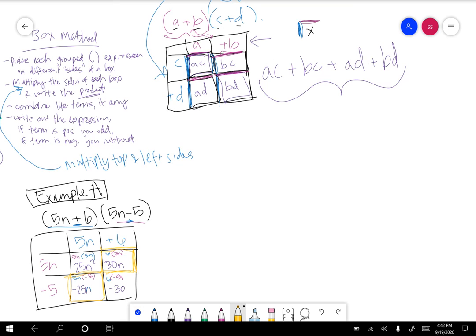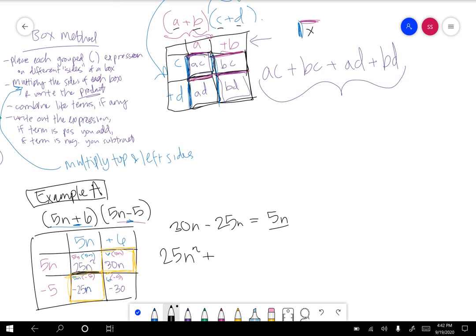So 30n plus a -25n, which would be the same thing as saying 30n minus 25n. That's going to give us 5n. So we'll keep that in mind. Now let's start with the top box. That one doesn't have any other like terms. There's no other n squareds. So we would say 25n squared.